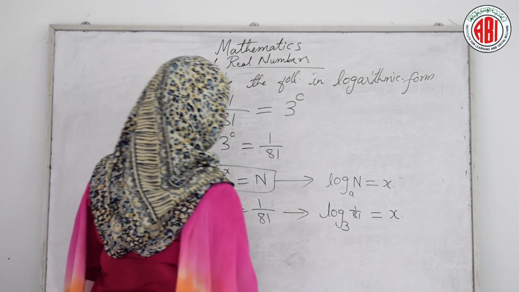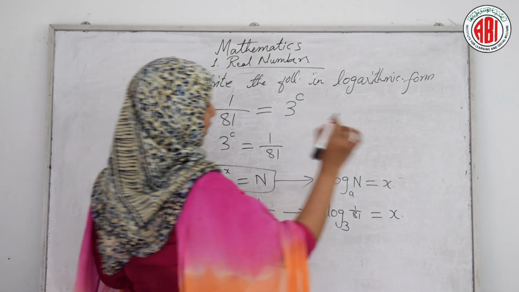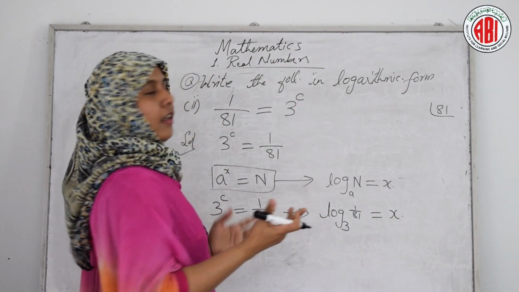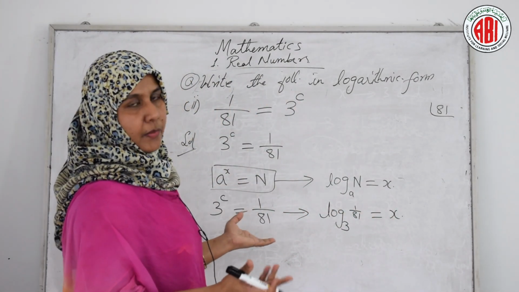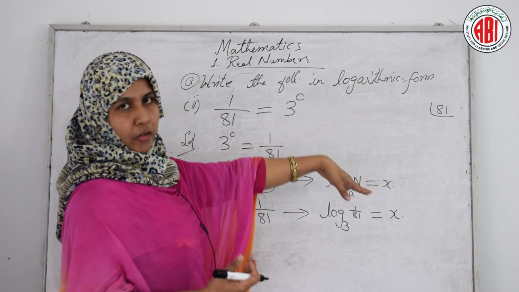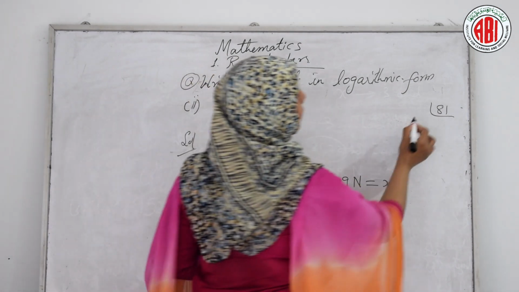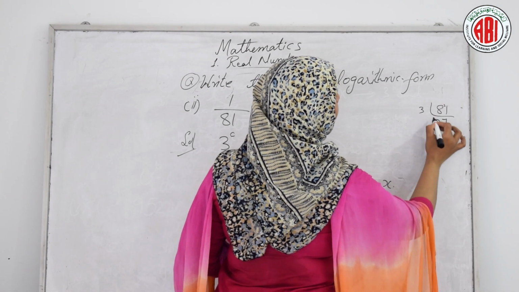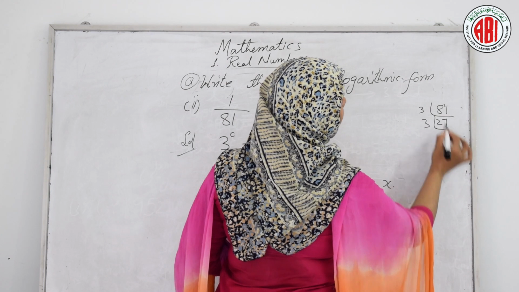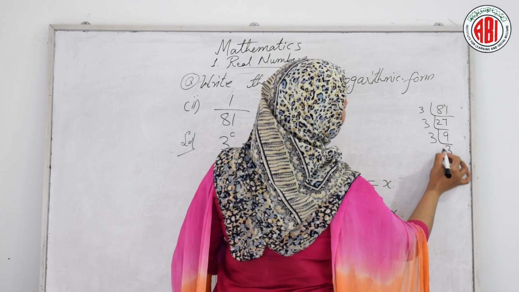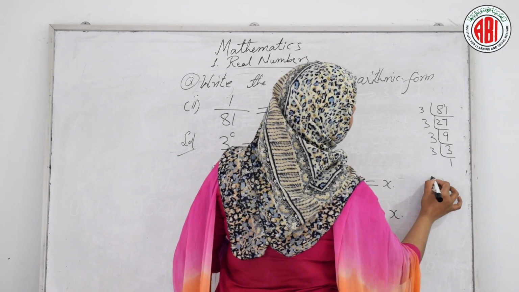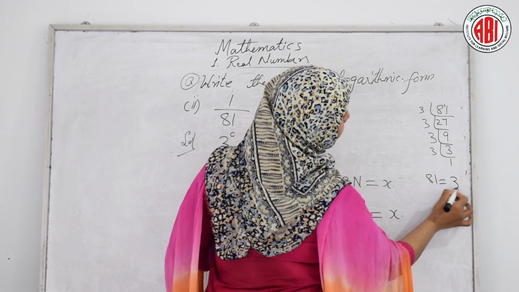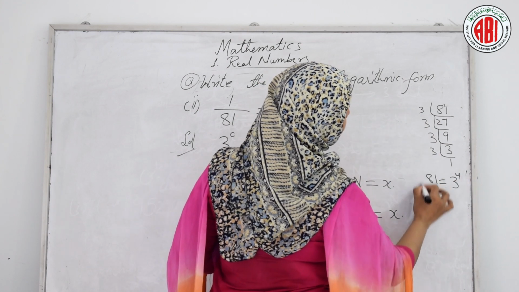Now, 81 is there. What can we do with 81? In the previous question 7 was there, and we can't factorize 7 because it is a prime number. 81 we can factorize, so I am factorizing this. 3 nines are 27, and 3 threes are 9, 3 ones are 3. 81 I can write as 3 times 3 times 3 times 3. That means 4 times it is coming, 3 to the power 4.